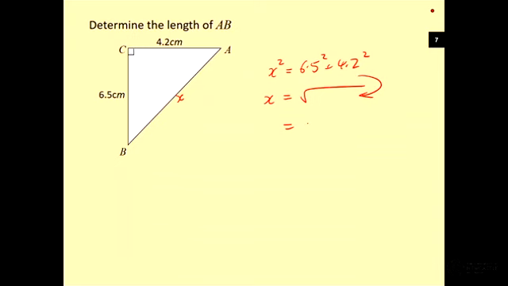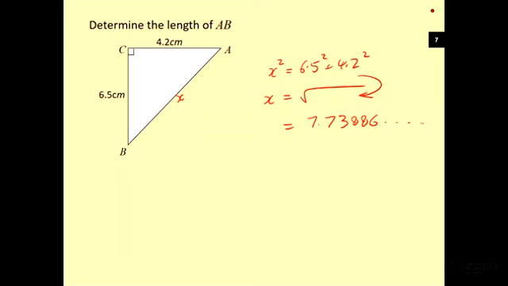X is the square root of all that. And I would just go straight to the calc. I would go to 6.5 squared plus 4.2 squared equals, and don't forget, square root that answer, because that's x squared. And it spits out, syntax error. What do I press?